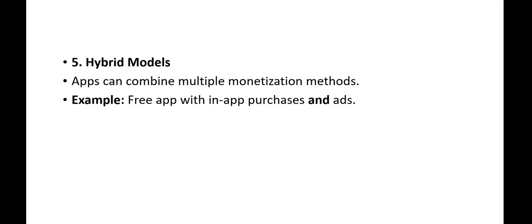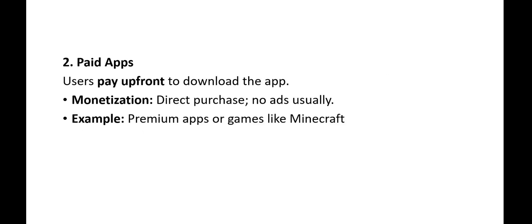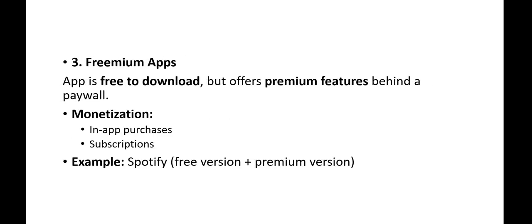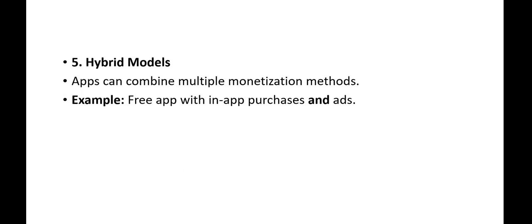Hybrid models. Apps can combine multiple monetization methods, like in-app purchases and ads. For example, a free app with in-app purchases and ads. A free app comes under free apps, while in-app purchases and ads come under paid apps. But some apps contain both categories, a free app with in-app purchases and ads. These apps are considered hybrid models.